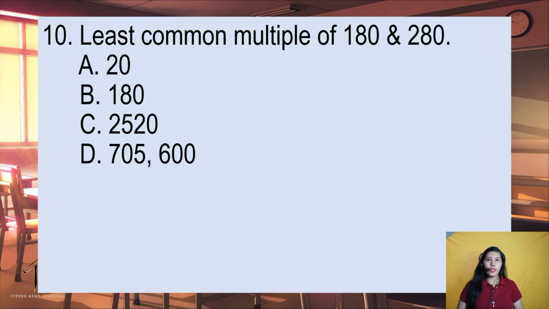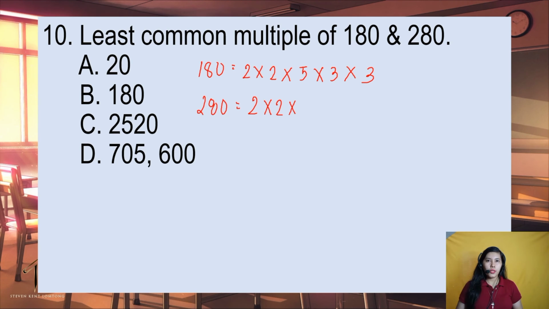For this problem, we have to find the least common multiple of 180 and 280. Let's list the factors na lang muna. 180 natin, that is equal to 2 times 2 times 5 times 3 times 3. Then we have 280, that is equal to 2 times 2 times 5 times 20, that's 2 times 7. Tama ba? 20 times 2, 40 times 7 is 280.